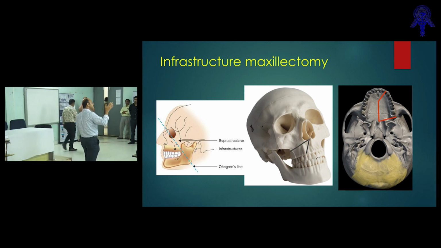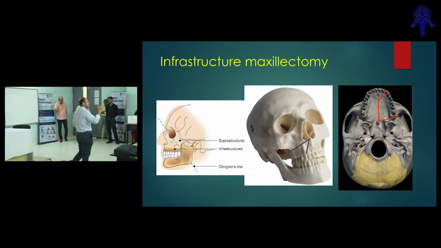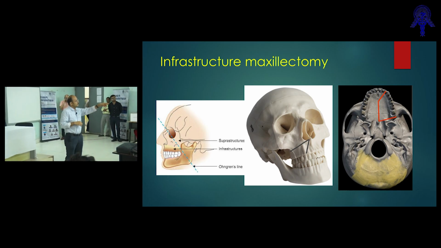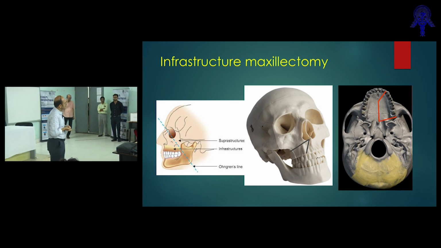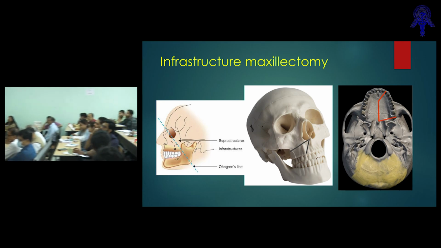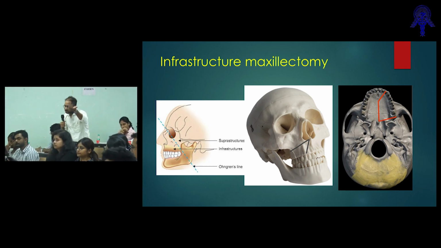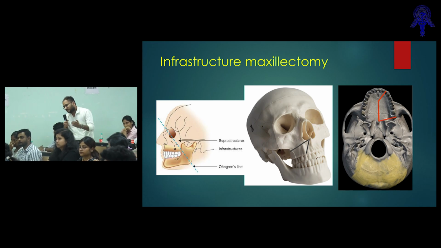So what is the line that divides the maxilla into suprastructure and infrastructure? Ohngren's line. Tell me, what is Ohngren's line? Sir, it passes from the medial canthus of the eye to the angle of the mandible. Above the line is the suprastructure, and below this is the infrastructure.